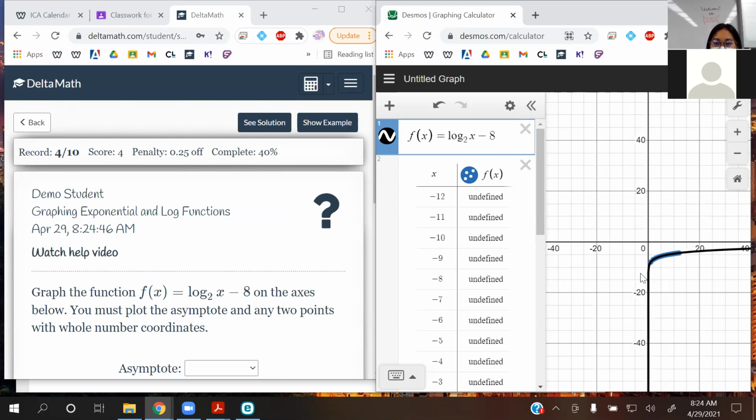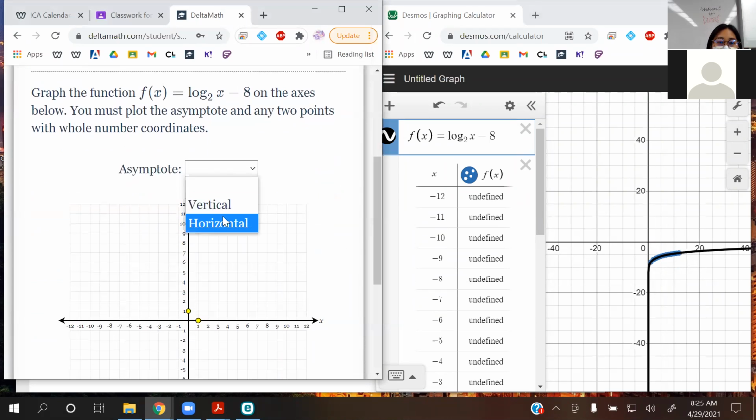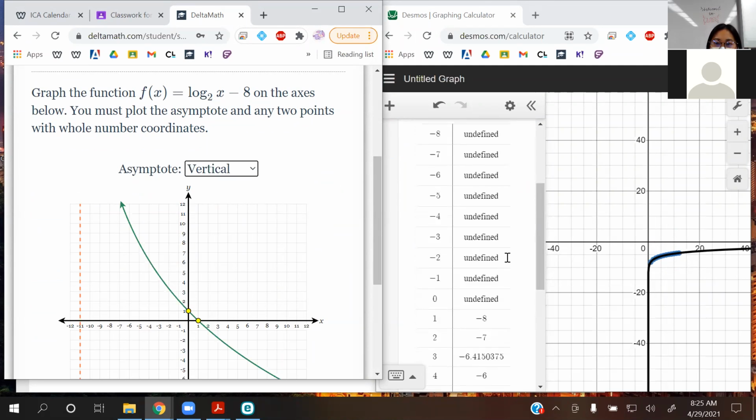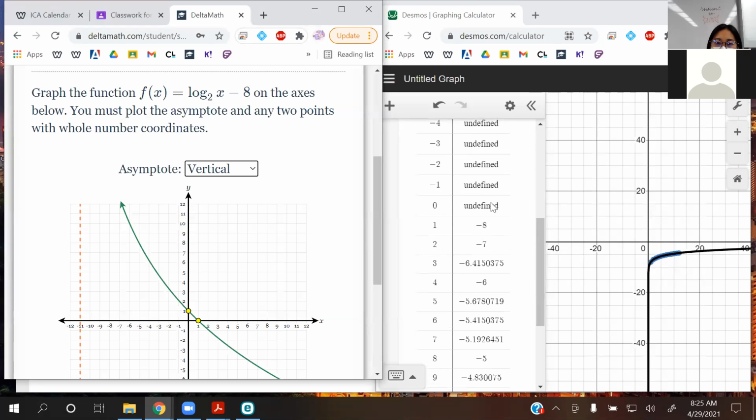Okay, so as you can see, here is our graph. And so with logs, you always have a vertical asymptote. And where is our vertical asymptote? It's the first undefined number. So we have all these undefined. The first one that is undefined at is 0. So I'm going to drag this over to 0.